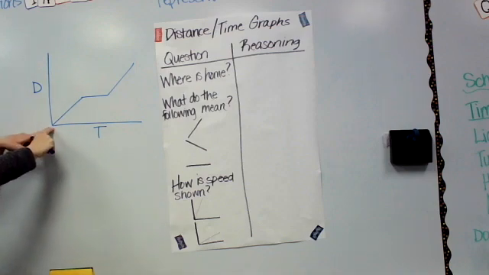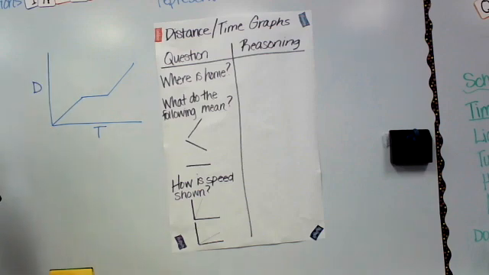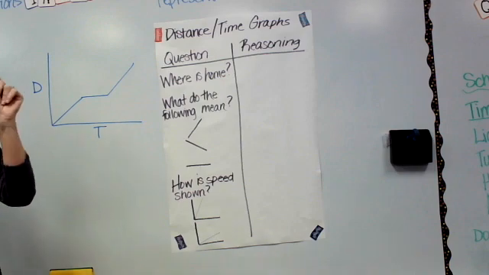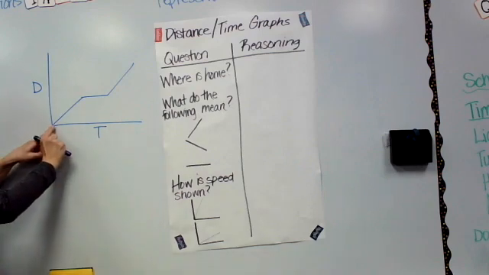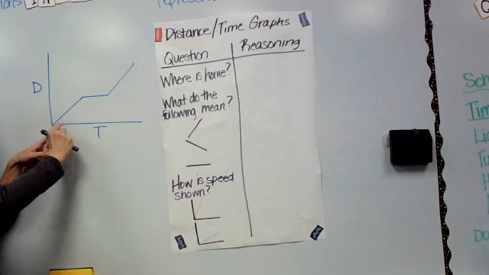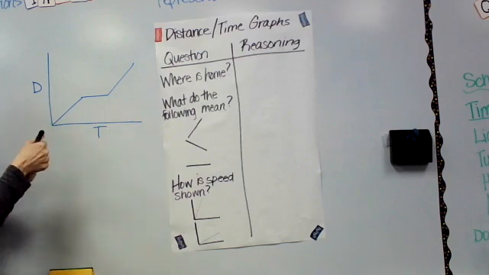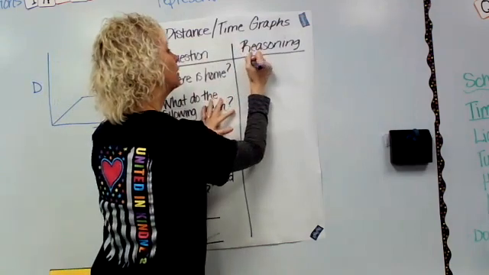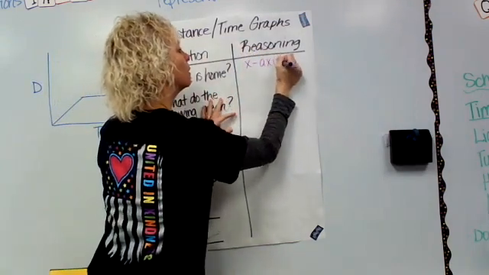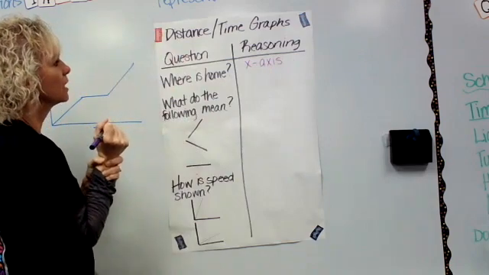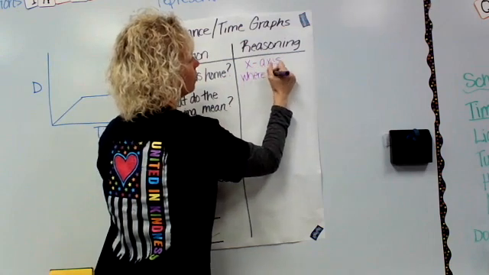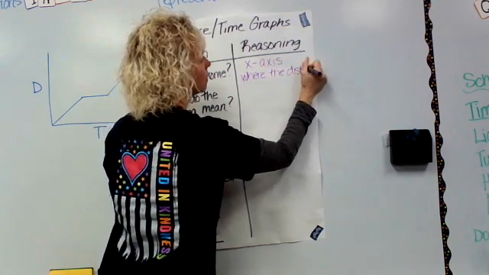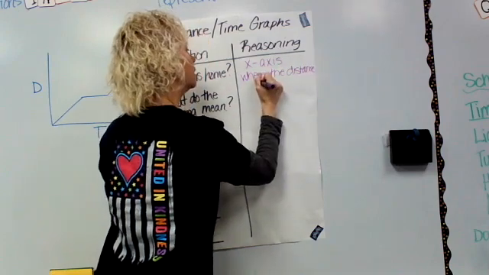If you did not hear that, Gabe said 0 on the y-axis, because if you are 0 distance from home, where are you? You're at home. So anywhere along this x-axis is where the distance is 0. So where is home? We could put that it is along the x-axis, where the distance is 0.